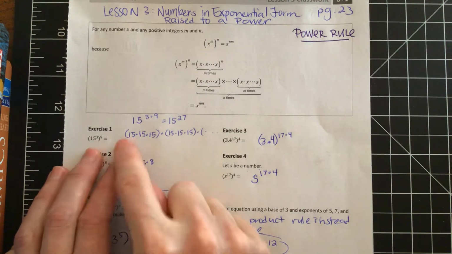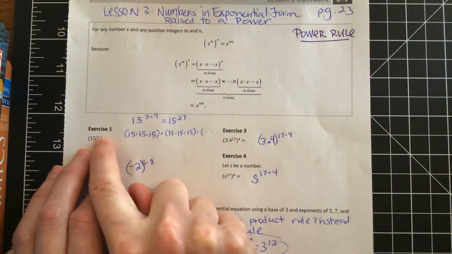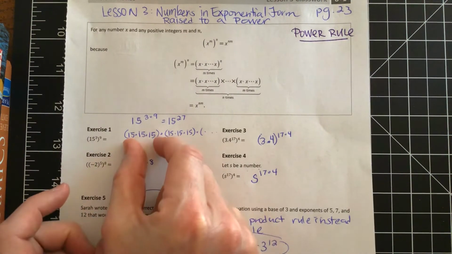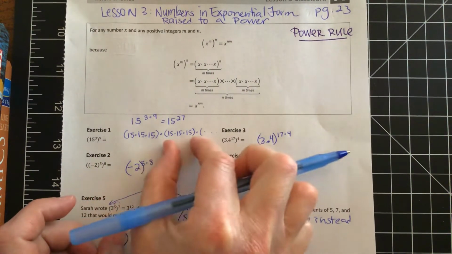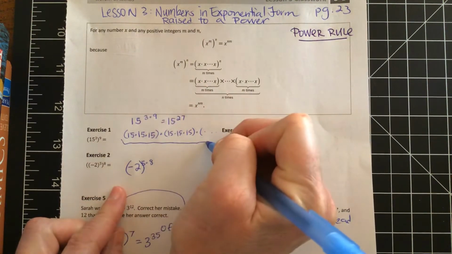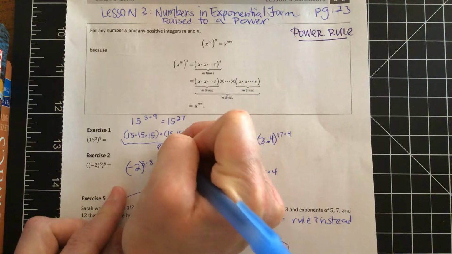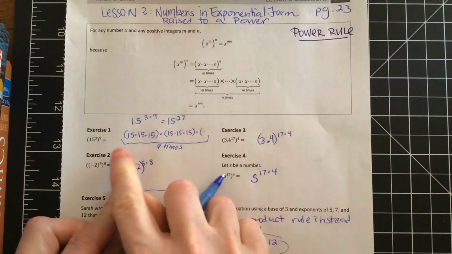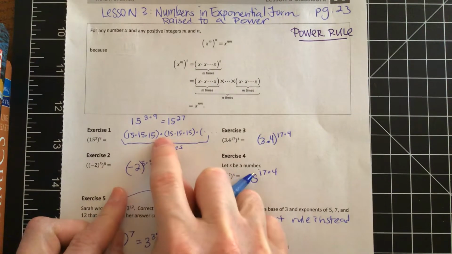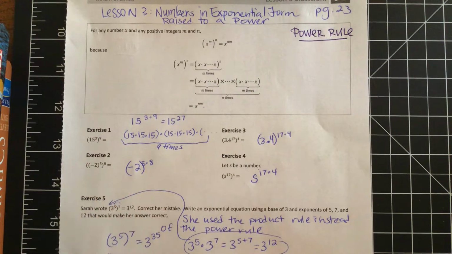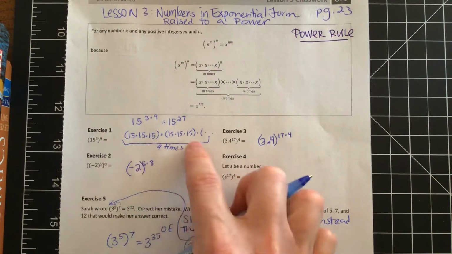How I could show that is that 15 raised to the 3rd power is 15 times 15 times 15. And I would do that 9 times here, right? That's what this all is showing. I would do all of that 9 times. And so what I would end up having is 15 multiplied by itself 27 times. Okay? And so that kind of shows it.